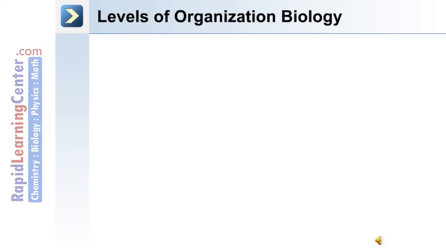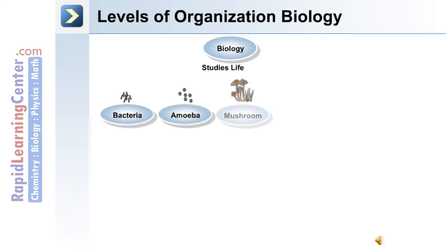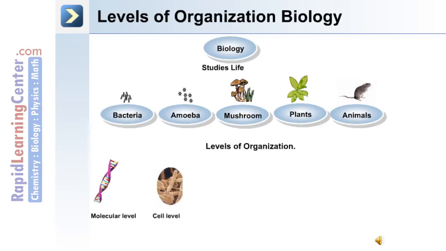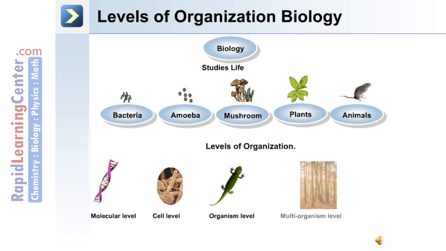Levels of organization in biology. Biology, the study of life. Organizations may include bacteria, amoeba, mushrooms, plants, and/or animals. Levels of organization: molecular level, such as DNA; cellular level; the organismal level; and the multi-organism level.